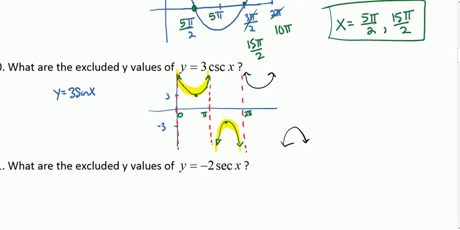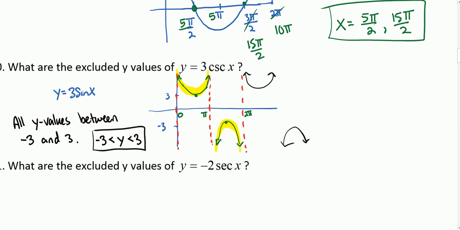I'm going to erase this helper sine function. There's this gap in between them in terms of y. And so what are the excluded y values? I'm going to write it out. All y values between negative 3 and 3. And another way to write that is negative 3 less than y, which is less than 3. Those are the excluded y values, everything in between them, not including them.